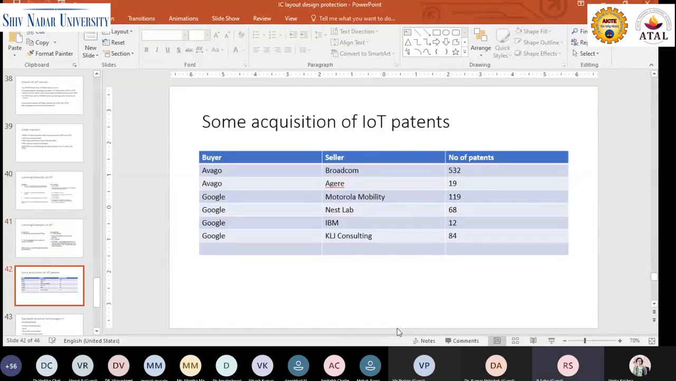Okay, and these are some acquisitions of IoT patents. You can see that the transaction market of IoT patents is also swelling up. With passage of time, you'll be seeing more acquisitions of IoT patents. Next, please.